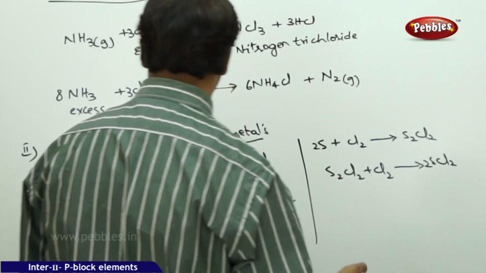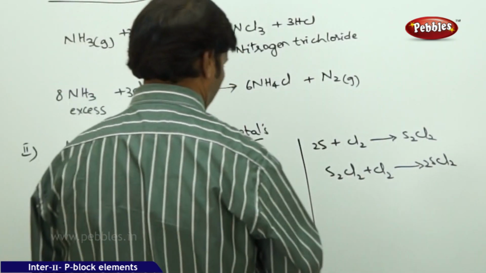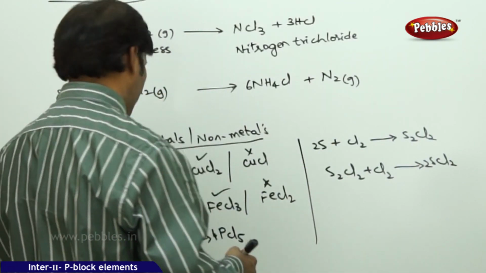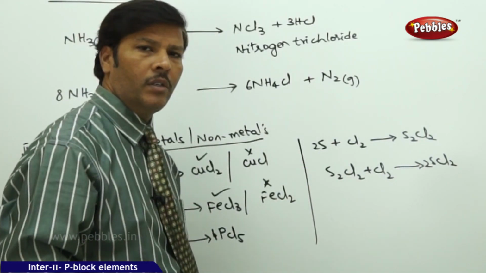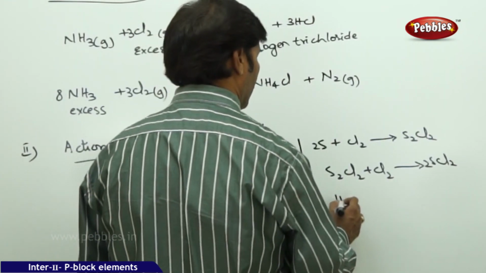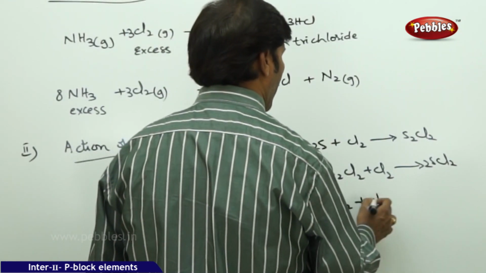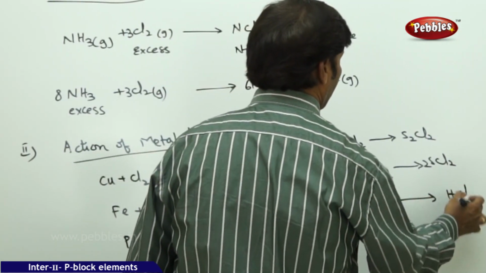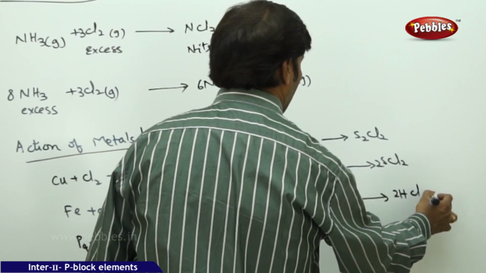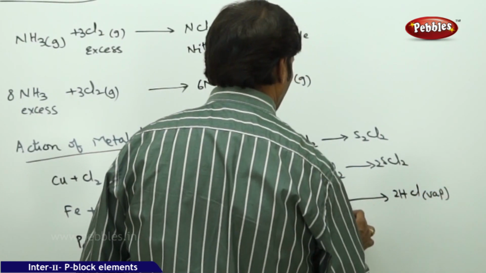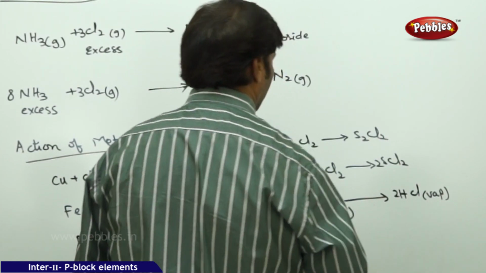Similarly, chlorine can react with other non-metals like phosphorus and sulfur, and it can even react with hydrogen, a lighter element. If you take H2 plus Cl2, you get HCl gas. This is chlorine gas and this is hydrogen gas.